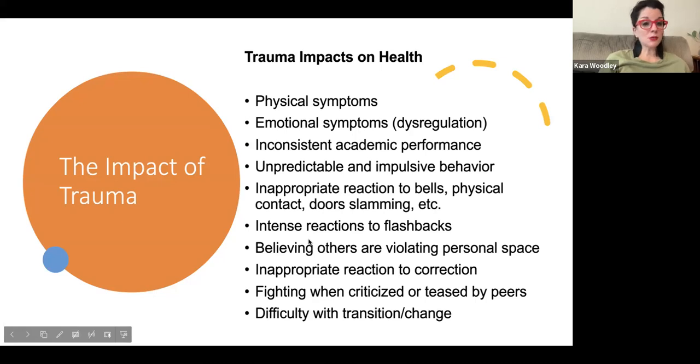Students can also have intense reactions to flashbacks, like if something triggers them that they've read in a curriculum or in something that they're doing in a school setting. We also have seen that students may believe that others are violating their personal space if there's some kind of traumatic experience there. They can have inappropriate reaction to correction. They can fight when criticized or teased by peers. They can have difficulty with transitions and or change. So it's important to consider these things when we're looking at students and the reasons for their behavior.